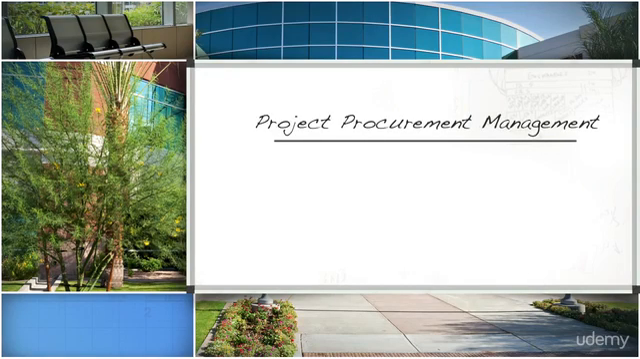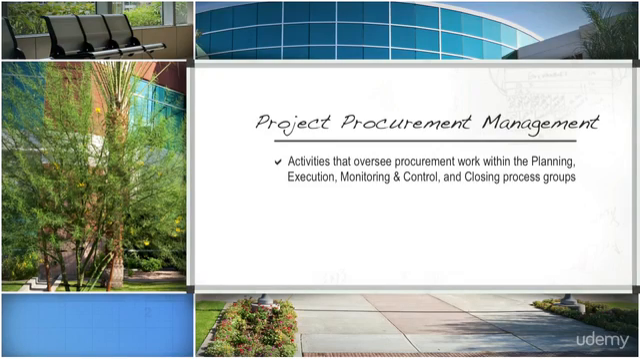The procurement knowledge area delivers processes used to oversee procurement work that is used to develop raw materials into components of the project's product. Procurement processes take place within the planning, execution, monitoring and controlling, and closing process groups. The procurement plan is developed during planning and becomes a subsidiary plan to the project plan.